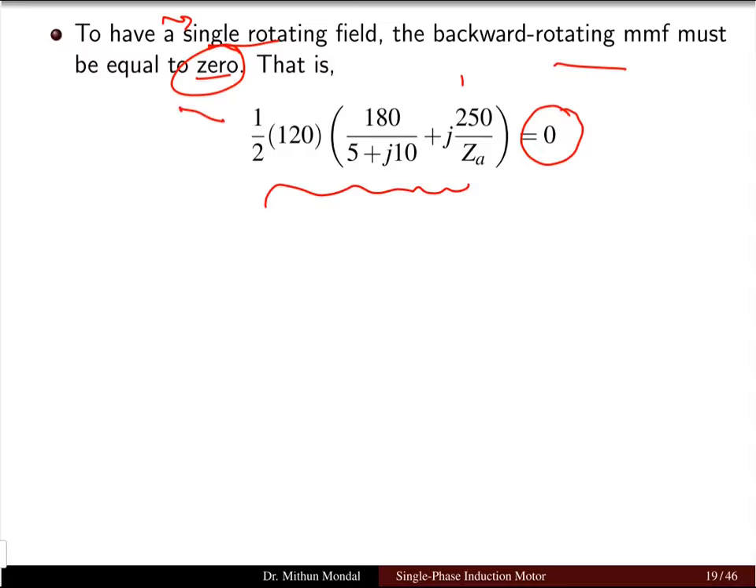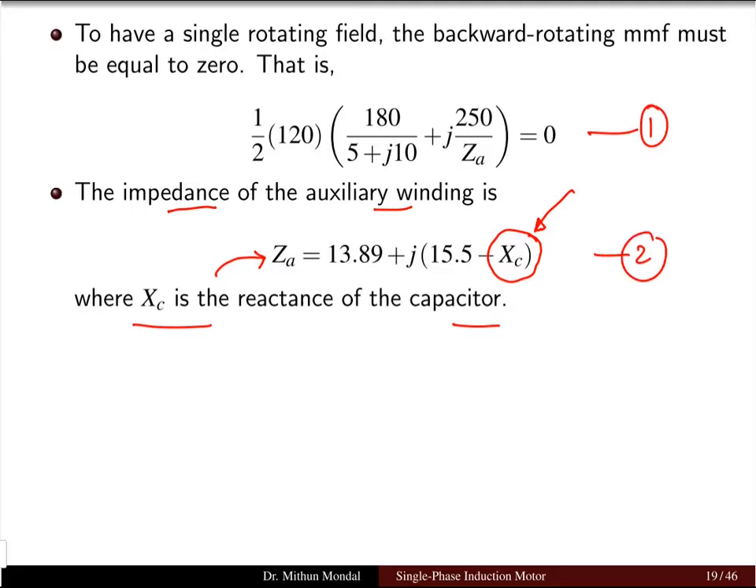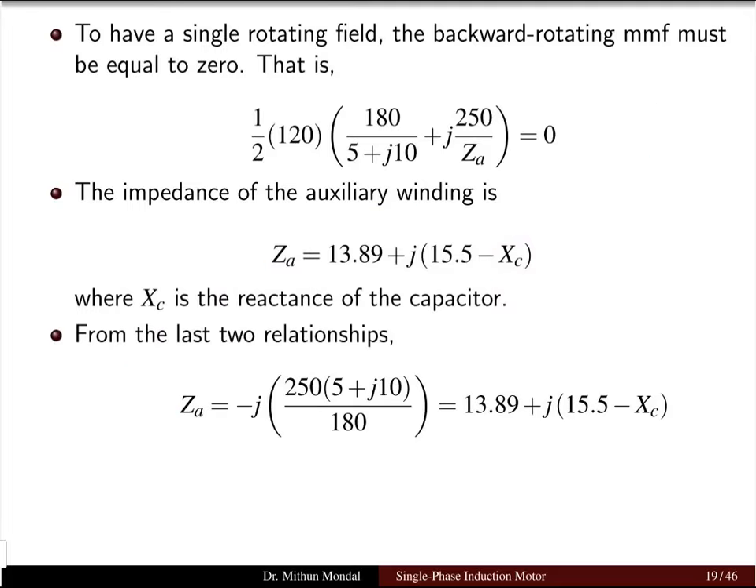And we put it in this equation where the ZA value is unknown to us. On the other hand, we can also say that the impedance of the auxiliary winding is already given as the ZA value, where the capacitor which is connected is not given to us. So the capacitor we can put in symbolic form as the reactance of the capacitor, Xc. Now we have this equation 1 and equation 2. These two equations we can equate and form a third equation. Here the unknown variable is basically Xc, because we need to determine what capacitor we need to include in the auxiliary winding.